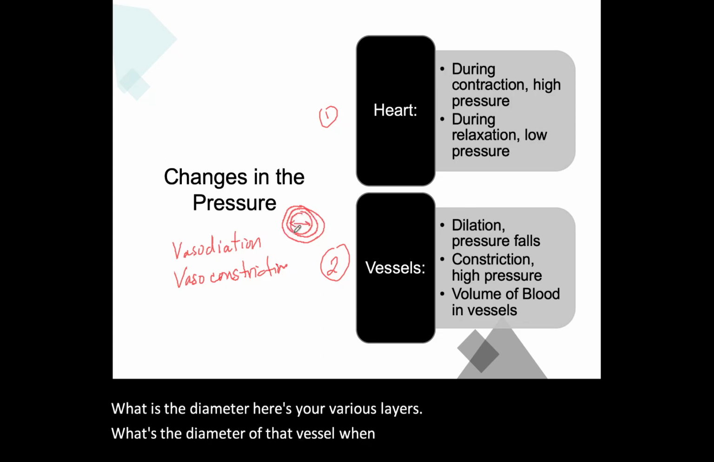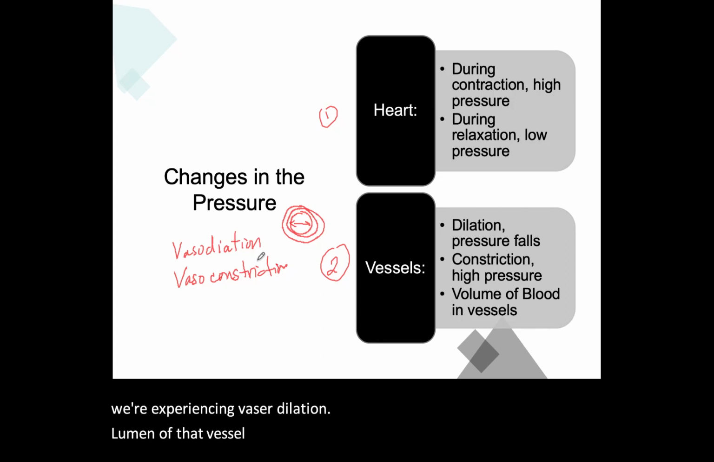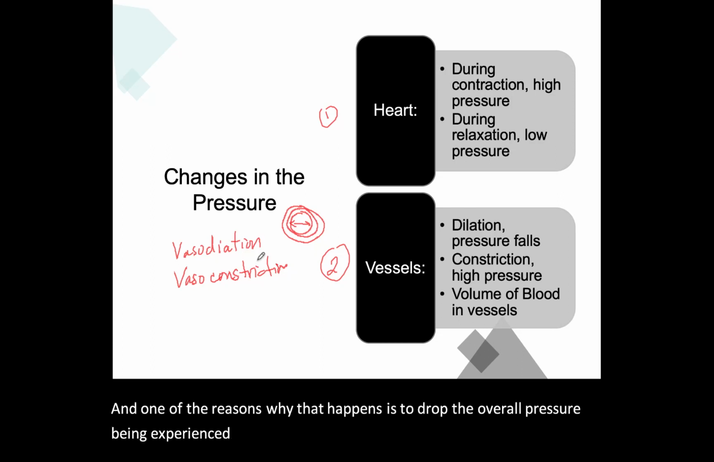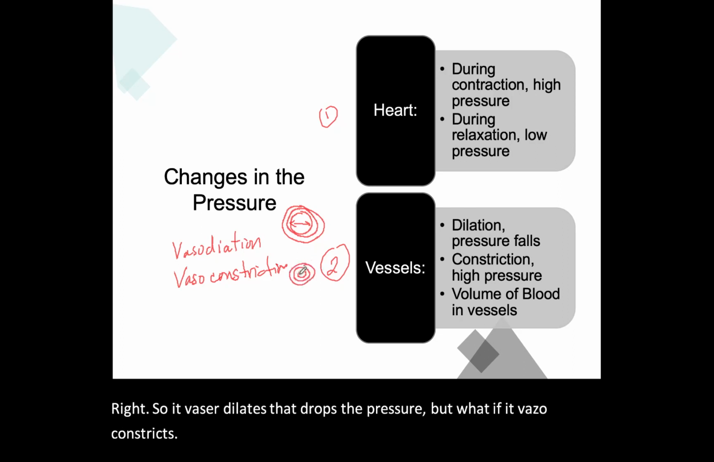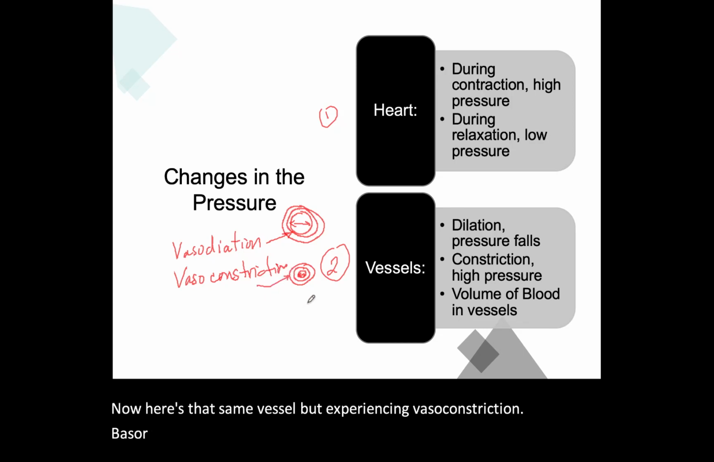When the vessel is vasodilated, right, we're experiencing vasodilation, the lumen of that vessel is much wider. And one of the reasons why that happens is to drop the overall pressure being experienced by the vessel from the blood. Right? So it vasodilates, that drops the pressure. But what if it vasoconstricts? Now here's that same vessel, but experiencing vasoconstriction.